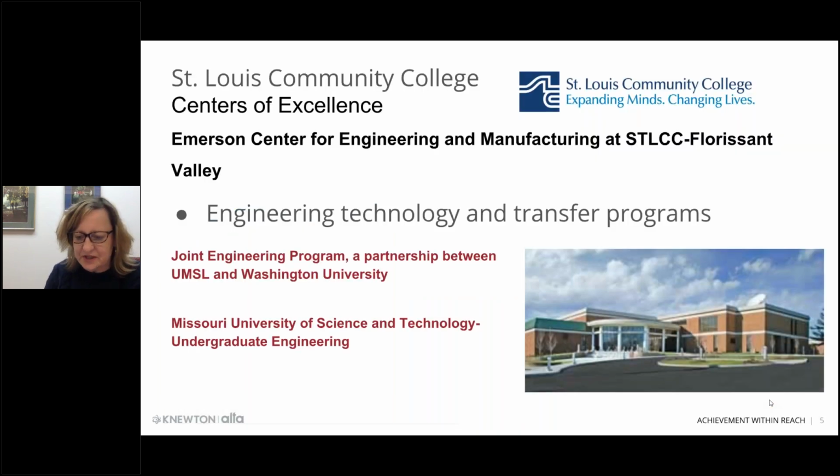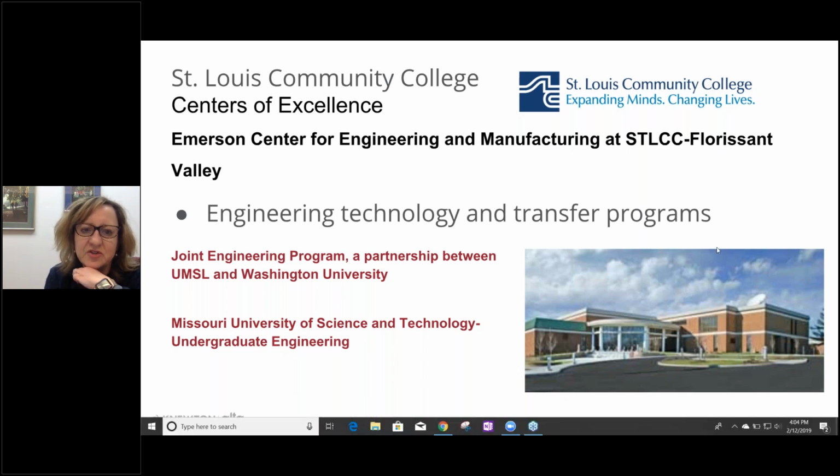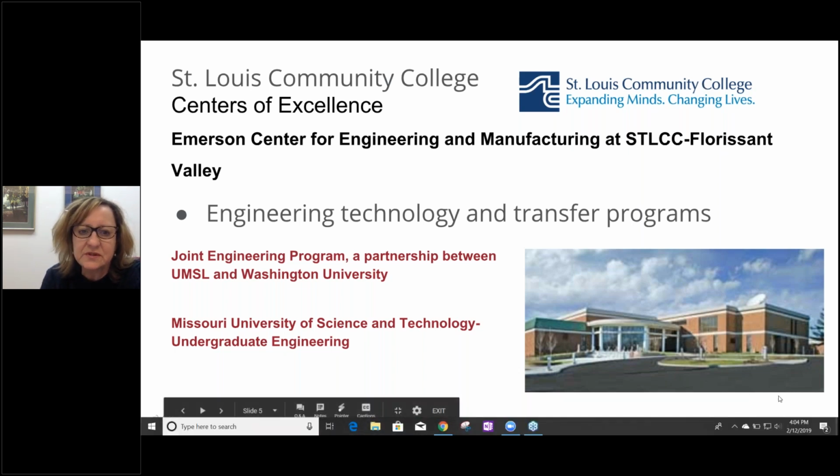In terms of where I teach and who we serve, St. Louis Community College is a 4-campus system. As I said, we serve students throughout the St. Louis City and County region, and each of our campuses has a center for excellence. Our center of excellence is our engineering and manufacturing programs, so we see quite a few engineering technology and engineering transfer students.